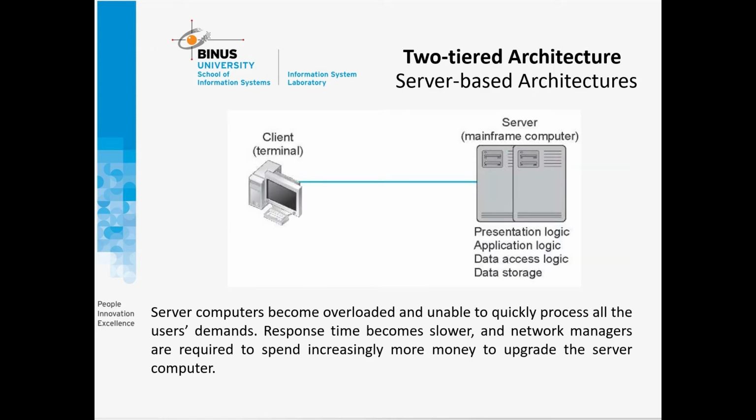First, we are going to talk about two-tier architectures. There are two types of two-tier architecture. First, server-based architecture. Server-based architecture has two different layers: first, client, and second, server. All software components are in the server. Server computers become overloaded and unable to quickly process all the users' demands. Response times become slower, and network managers are required to spend increasingly more money to upgrade the server computer.